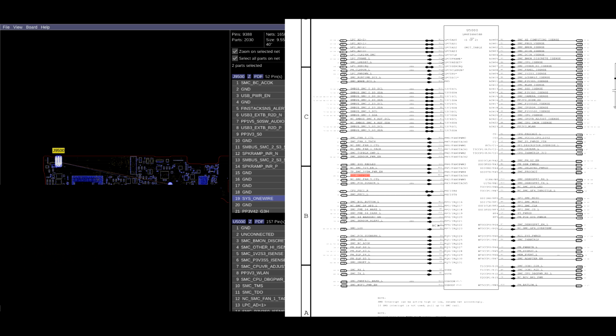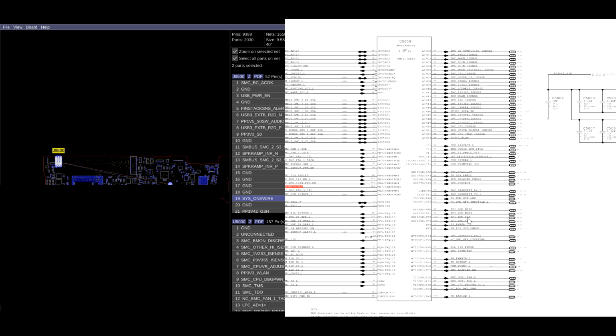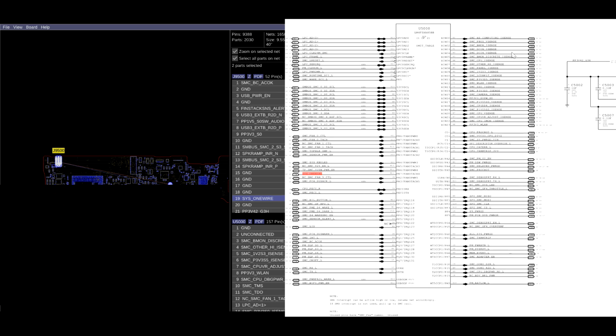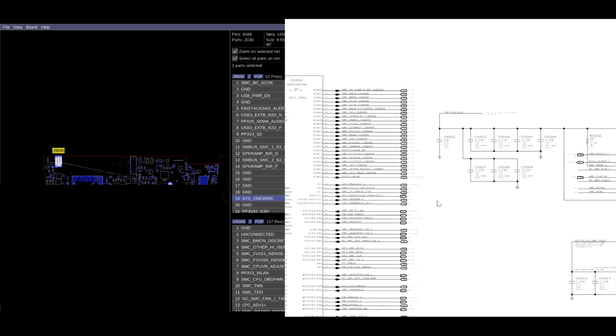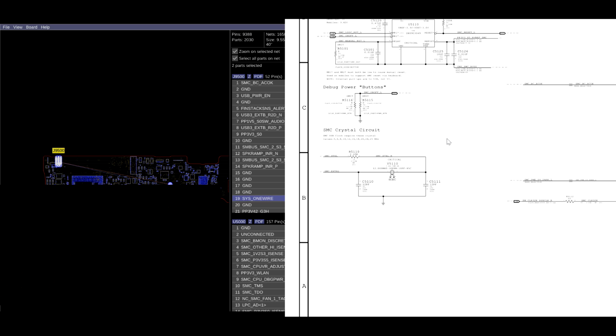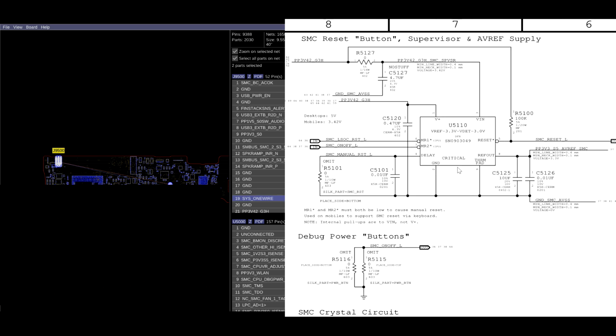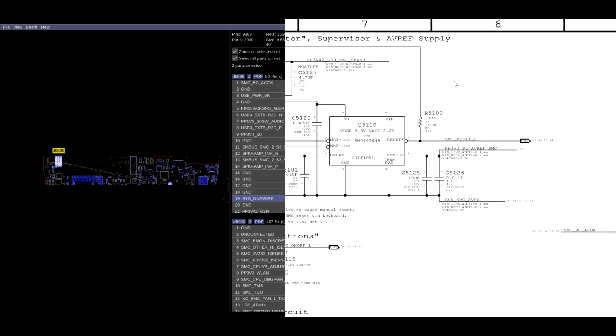I love the PDF integration with the board view. God bless Paul Daniels for this. This chip needs to turn on in order to work. This chip is going to turn on if it's getting a reset signal. So the reset signal is going to be created by this circuit here. R5100 is going to pull up the reset signal, and U5110 pulls it down for a quarter of a second when the machine first turns on, and then releases it.